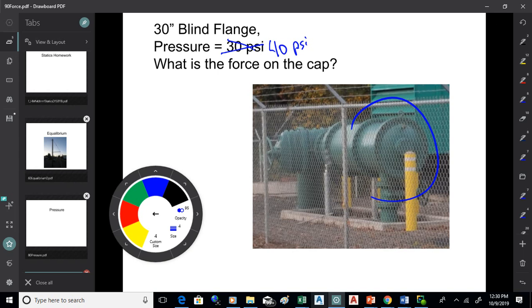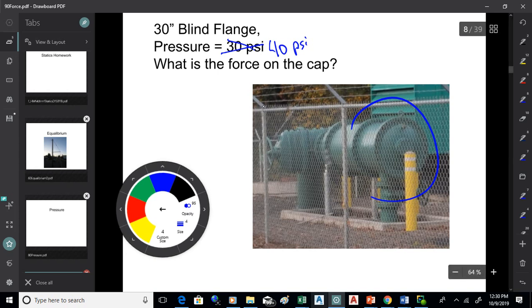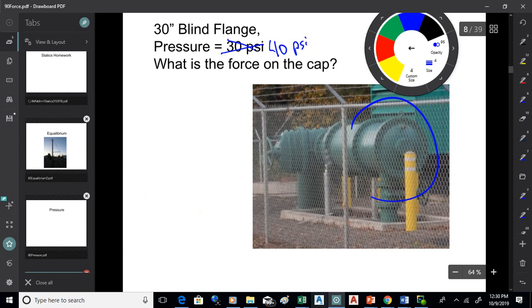Let's just say we got 40 PSI, which wouldn't be unusual for a force main like that. That's a pump station of some type, and that's about a 30-inch blind flange. A blind flange is when you just bolt a plate on a pipe, dead end it. Now, how much force we got on that thing? Let's figure that one out. Same process, different numbers. I want to use 40 PSI for this just for fun.